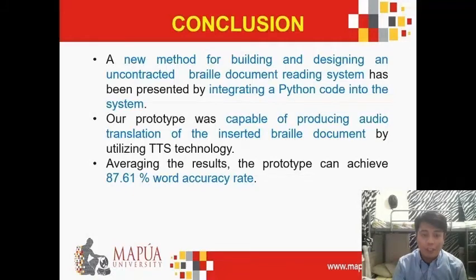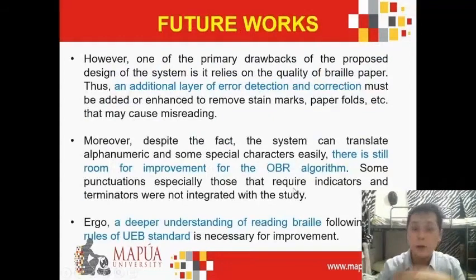Undergoing the results for our statistical treatment, the prototype was able to achieve an 87.61% word accuracy rate. To our future readers or people who could continue our study, our message is we recommend taking a deeper dive into learning Braille reading. It is a must to study the rules of Braille reading and other universally used or standardized Braille codes so that the device that can be produced is more helpful to interested Braille readers.